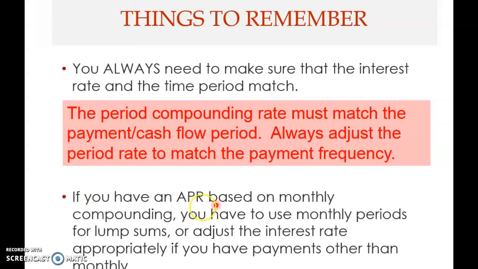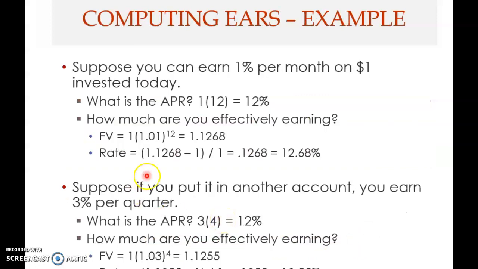Okay, if you have an APR based on monthly compounding, you are given APR, this is the yearly rate, and you are told that this APR is compounded monthly. So you have to use monthly periods for lump sums, or adjust the interest rate appropriately if you have payments other than monthly. So you have to adjust this. So that's the idea behind this. Let's look at an example here.